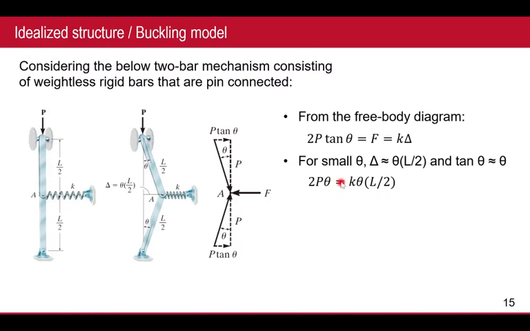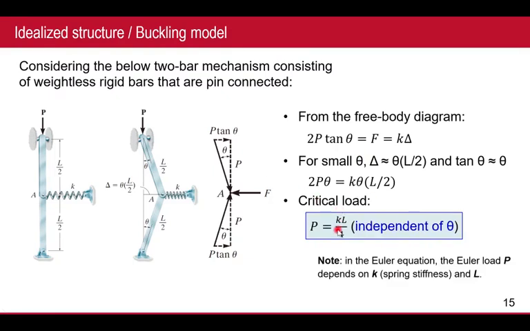So theta is non-zero and can be cancelled. That means P is equal to a quarter KL, or KL divided by 4. This is independent of theta. Doesn't matter how much they move, they will keep their position. So from here, this is called the Euler load. There are a lot of Euler functions, but let's call this the Euler load P, which depends on K and L, independent of theta.